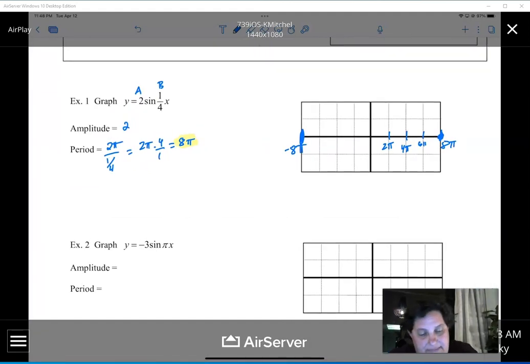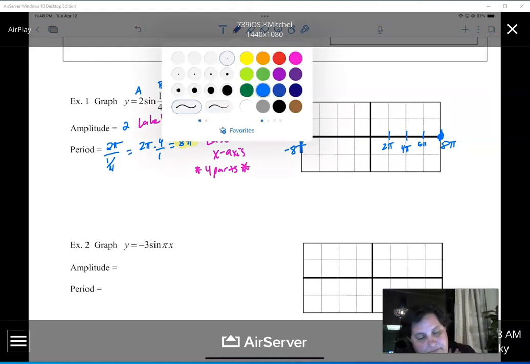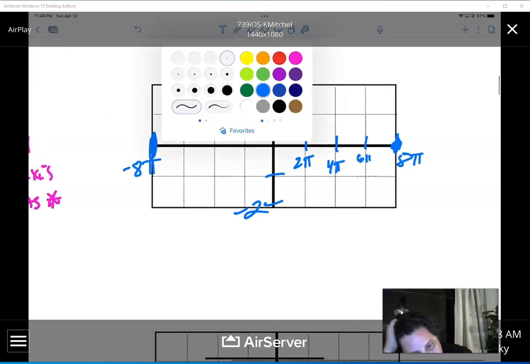So this helps me label the x-axis, and we always split it up into 4 parts, okay? All right, then the amplitude is what helps me label the y-axis, right? So if it's like 2, I'll just put 2, -2. I mean, if it was something like 40, maybe I'd go by tens, right? Okay? And now we go like this.